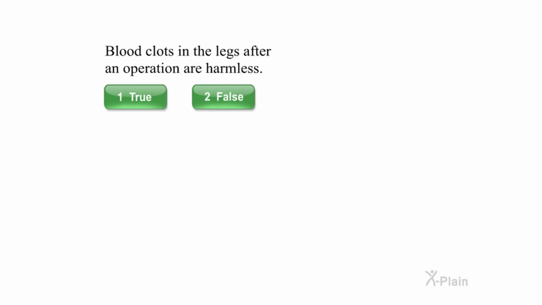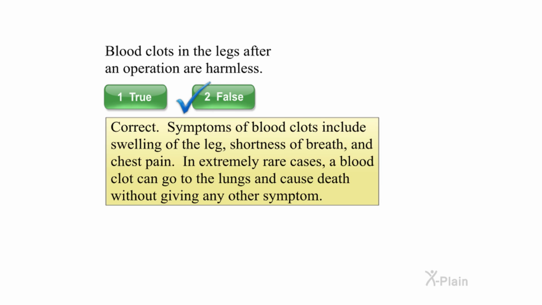Blood clots in the legs after an operation are harmless. Select true or false. Correct. Symptoms of blood clots include swelling of the leg, shortness of breath, and chest pain. In extremely rare cases, a blood clot can go to the lungs and cause death without giving any other symptom.